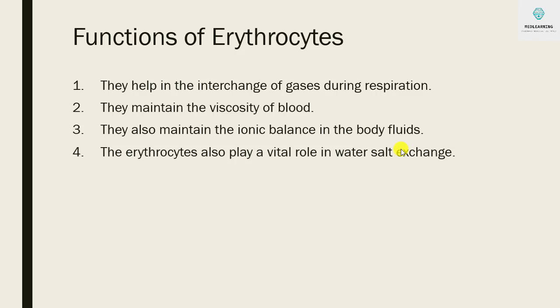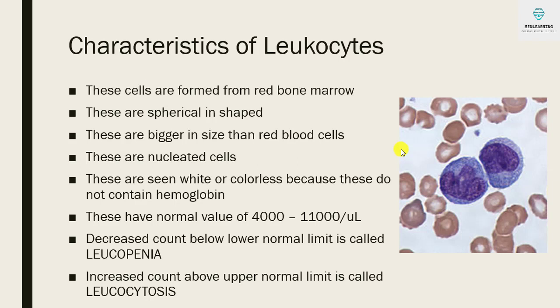So if I move to the next slide, I want to quickly talk about leukocytes. Leukocytes are essentially what we call, in common terms, white blood cells. They are also produced within the red bone marrow, and they are spherical in shape, unlike the red blood cells. They are spherical in shape.